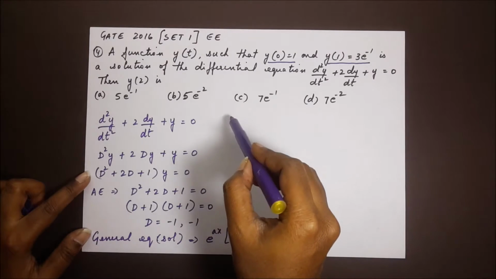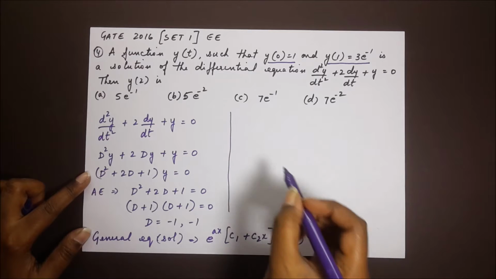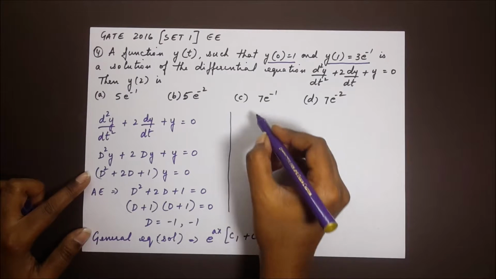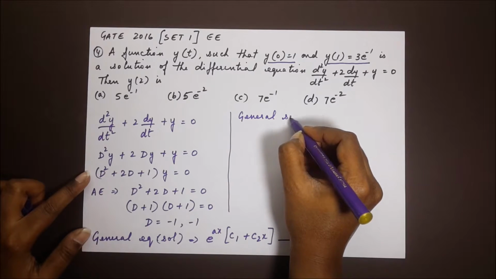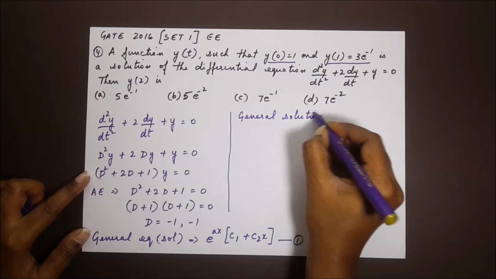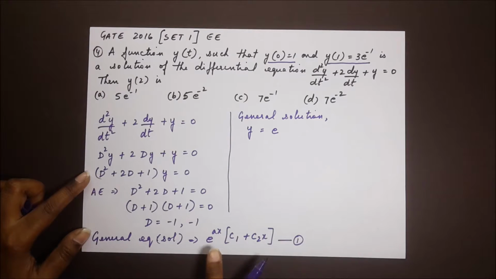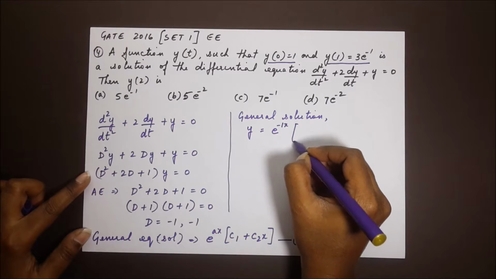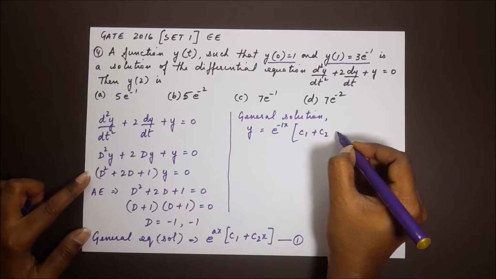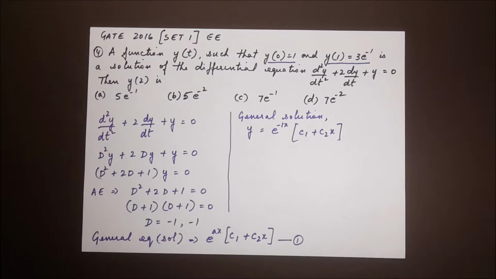I'll write it on the side over here. The general solution is y is equal to e power, and what is a? A is the root that we have here, minus 1. So y is equal to e power minus 1x times c1 plus c2x. We need to find out what the values of c1 and c2 are. So that's our next step.